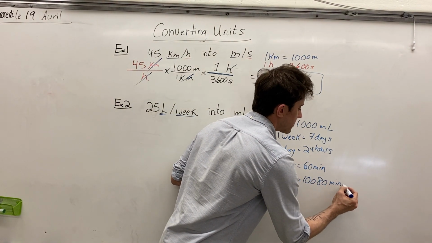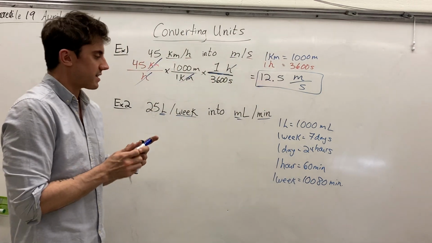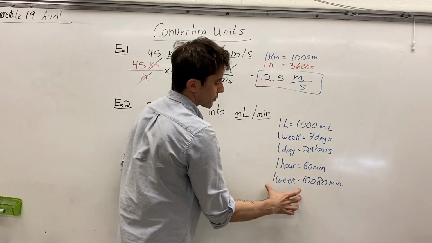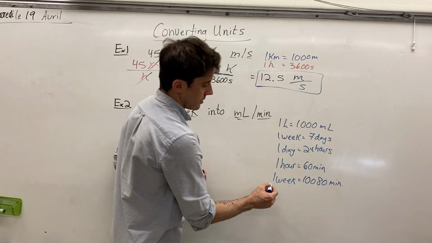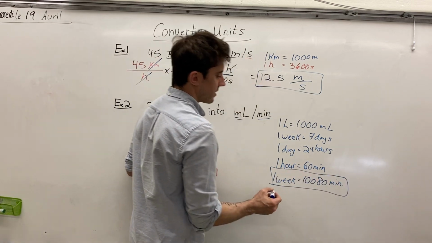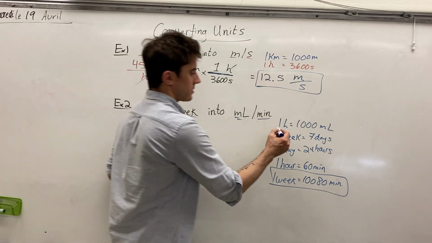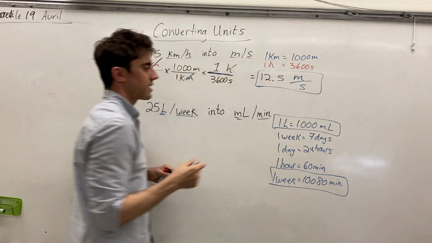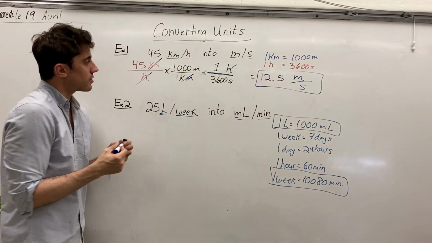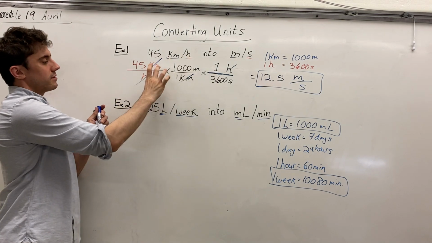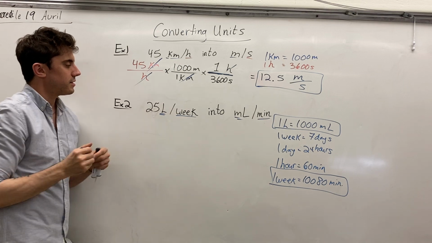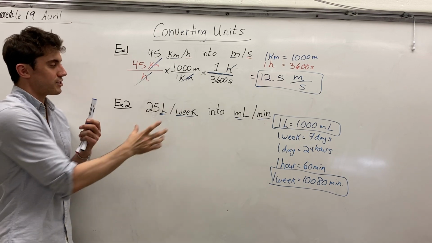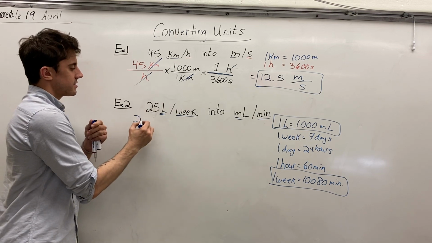10,080 minutes. So that's how many minutes we're going to be looking at during the course of a full week. So 1 week is 10,080 minutes. And 1 liter is 1,000 milliliters. So exactly like we wrote it up here, let's write our initial ratio, let's say in some sense, as a fraction.